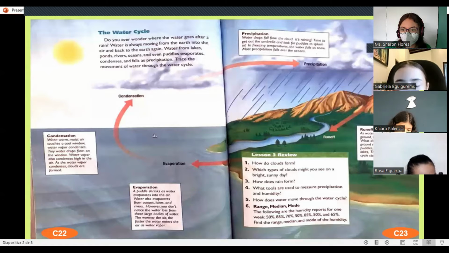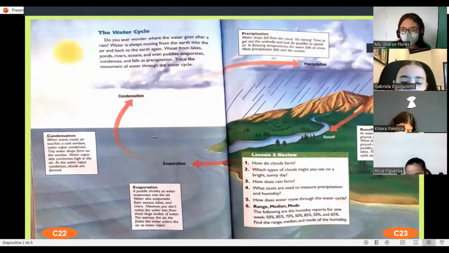So the water that you see in the lakes, in the ponds, in the rivers, in the oceans, also evaporates. That forms the evaporation process, then condensation, precipitation, runoff, and it continues all this process every single time that you see rain. Then the water goes to the ground, it runs off, then evaporates. Now when it evaporates, we have the information for each of them.